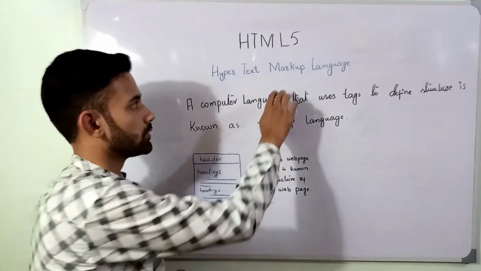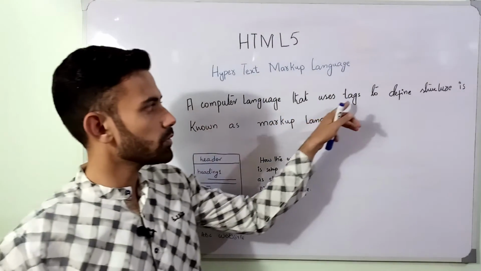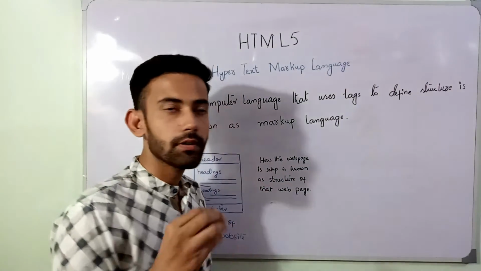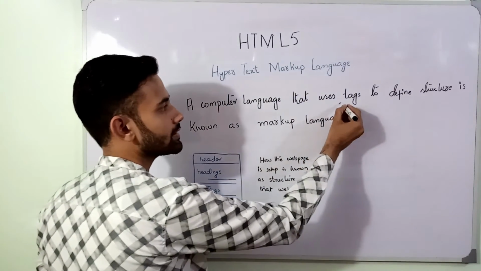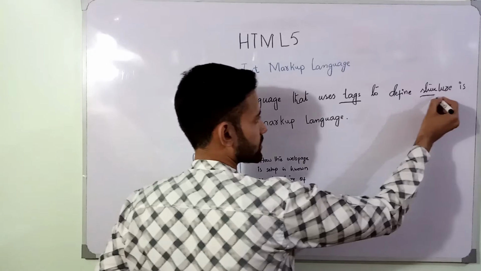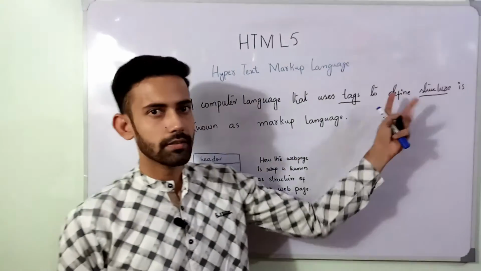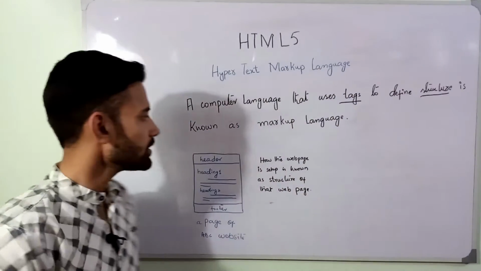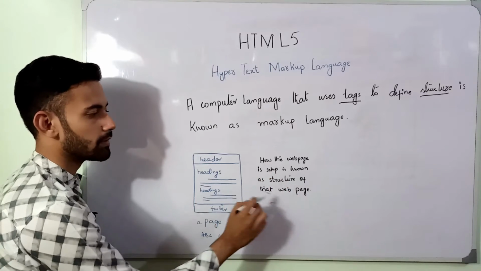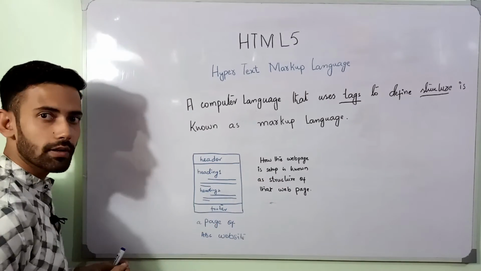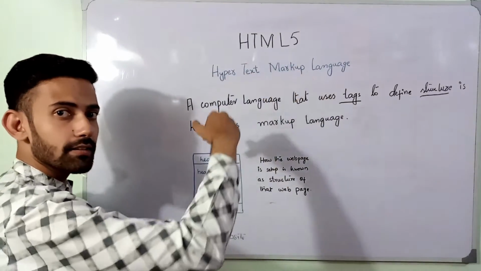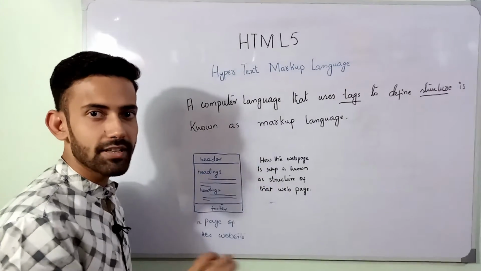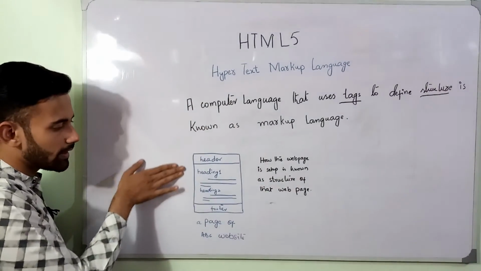We need to understand what is markup language. A computer language that uses tags to define a structure is known as markup language. Now there are two words that you need to understand. The one word is tags and the other one is structure. If you know these two words, then you can understand this definition. So first understand what is structure. The structure is basically how the web page is set up. Here you can see, once the server sends the file to the browser, it will display the web page according to the HTML file. Okay, now it will display it like this.